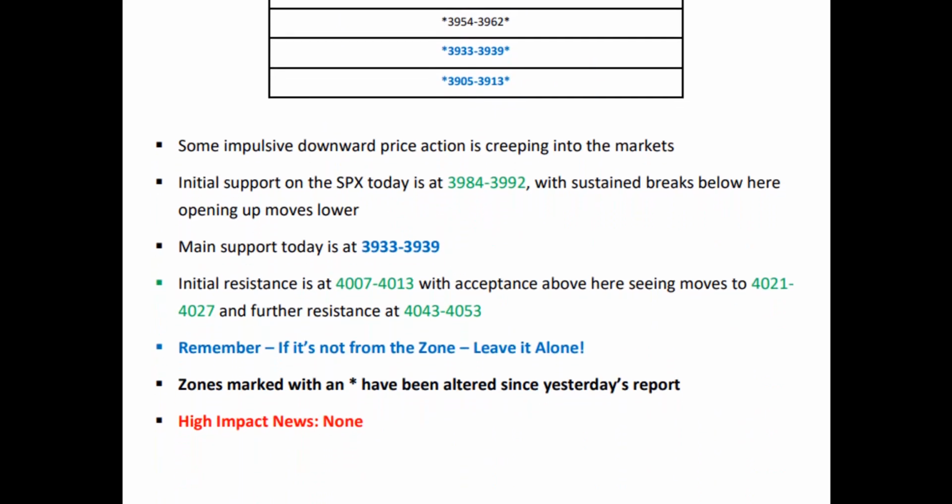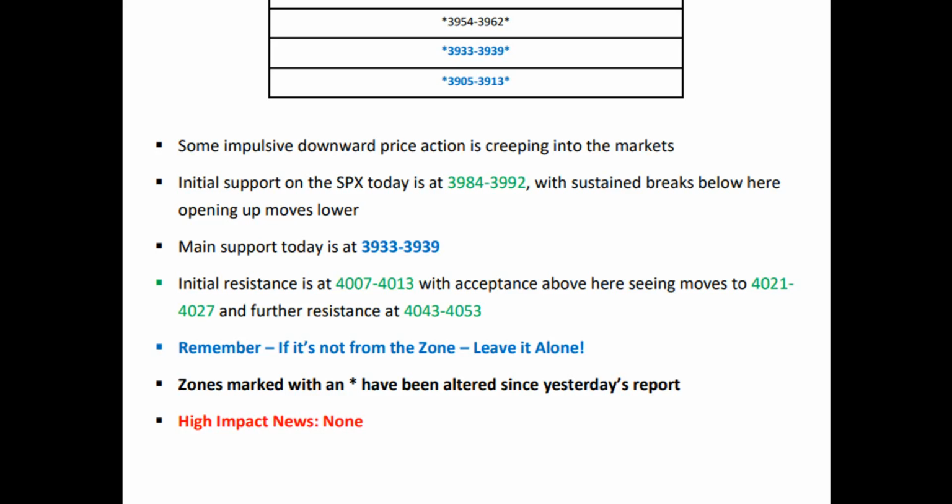We said that there was some impulsive downward price action creeping into the markets, so we do need to be looking out for some bearish price action. We're not overall bearish on the markets still at the moment, but it's just some impulsive price action creeping in, so we need to be wary of that. We said initial support on the S&P was at 39.84 to 39.92, with sustained breaks below that opening up moves lower. Main support was at 39.33 to 39.39.